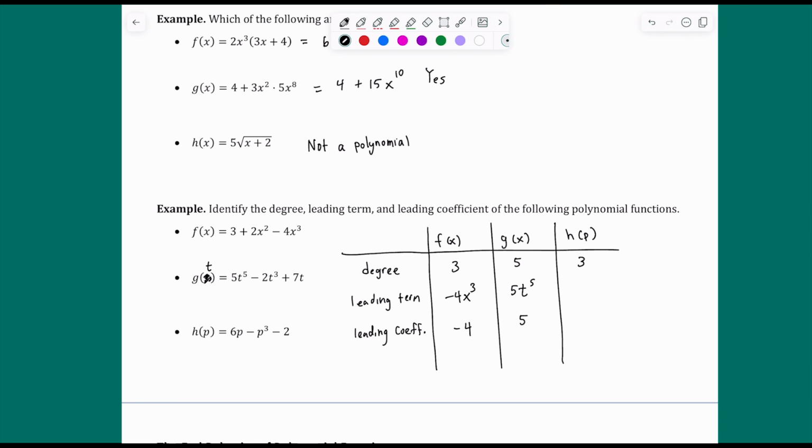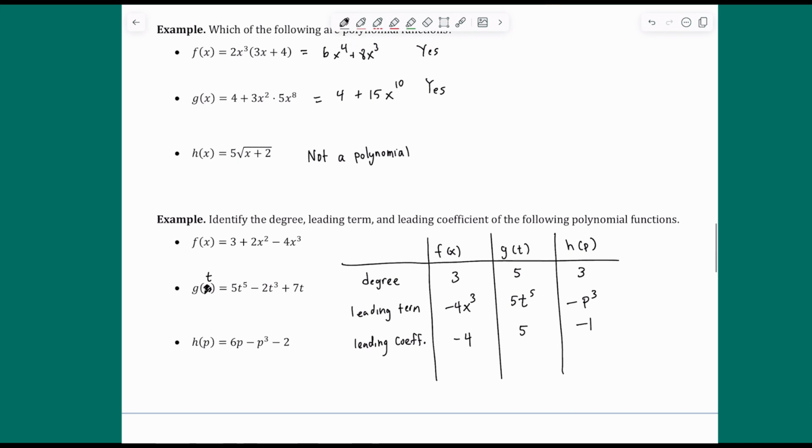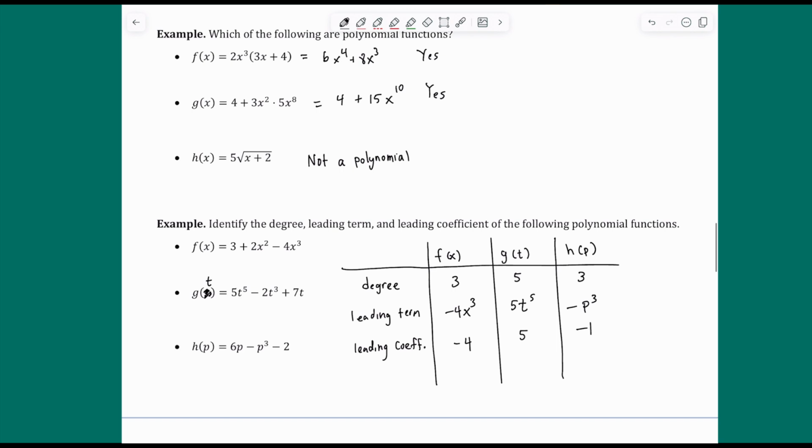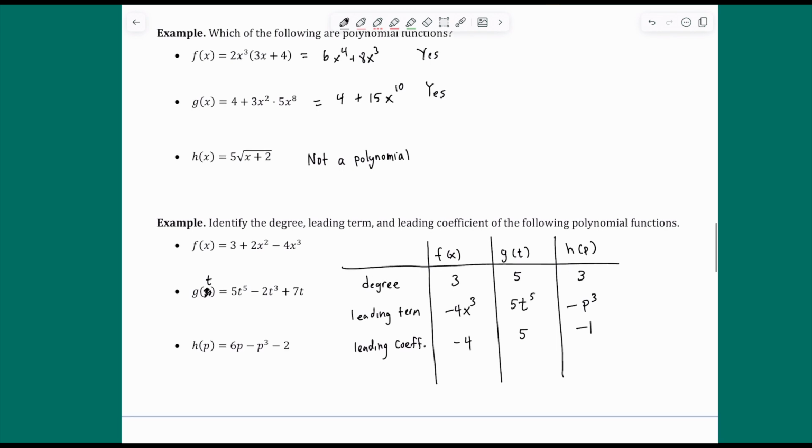All right, back to h of p. So h of p equals 6p minus p cubed minus 2. So the highest exponent is 3, so it's a degree 3 polynomial. The leading term is minus p cubed, and the leading coefficient is negative 1. All right, so let me correct that g. That should read g of t instead of g of x. And so that's how you identify the degree, leading term, and leading coefficient of polynomials.